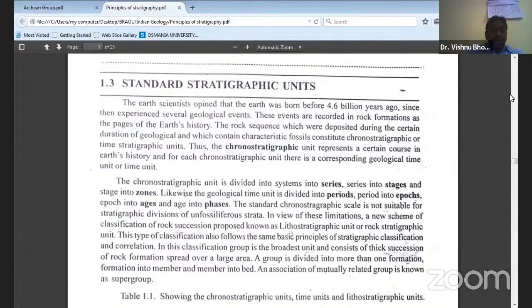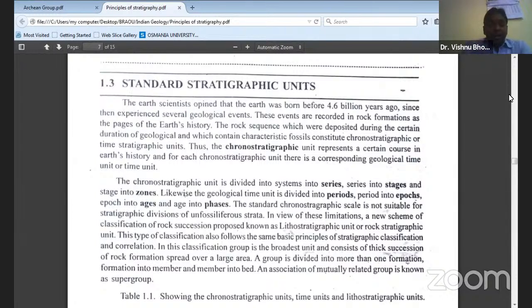The chronostratigraphic unit is divided into systems. Yesterday I told you it is divided into systems, systems into series, series into stages, and stages into zones. Similarly, it is equal to the geological time scale or geological time unit. And again, the geological time unit is also divided into periods, epochs, ages, and phases.